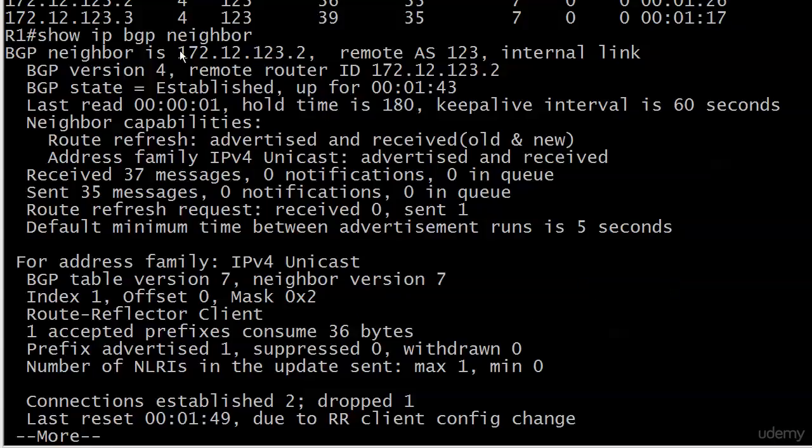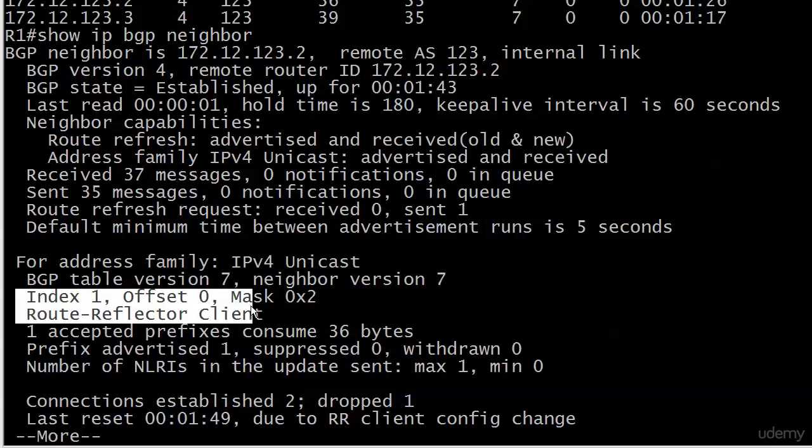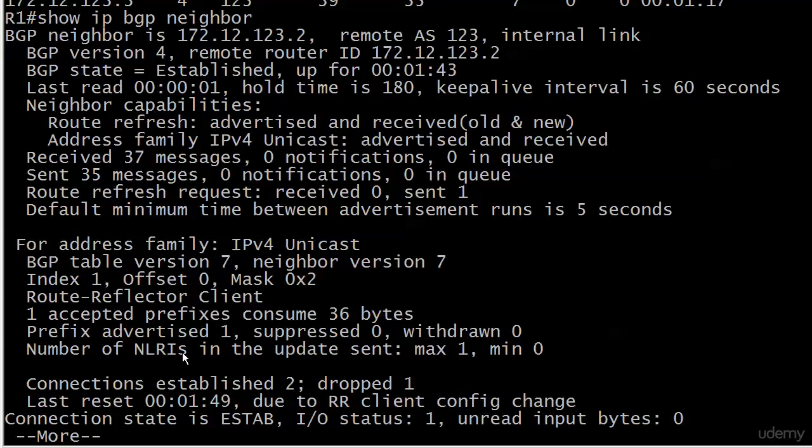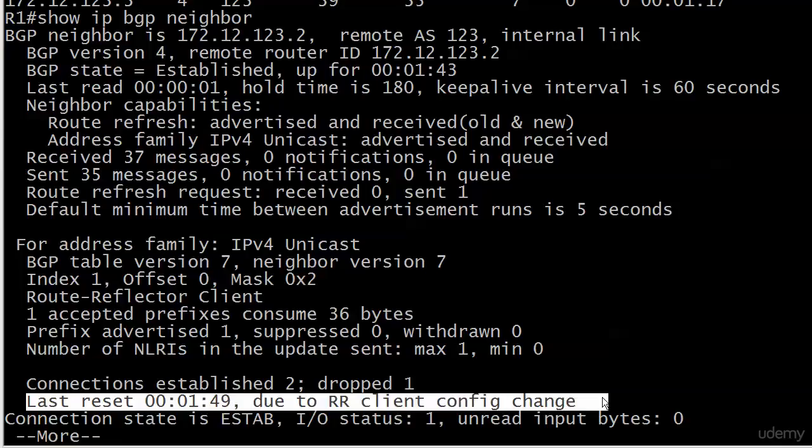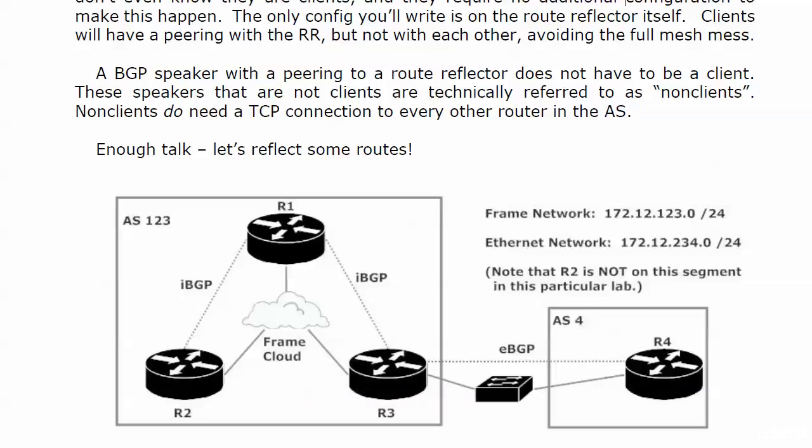But it is a great command to be familiar with the output of, especially right here in the middle when you've got route reflector client. This is how you verify that that particular neighbor is a route reflector client. I ran show IP BGP neighbor, so it's going to give me the information on all of them. Pardon the beeping there. And you can see right here also at the bottom, last reset, and it even tells you due to route reflector client configuration change. Pretty sweet stuff.